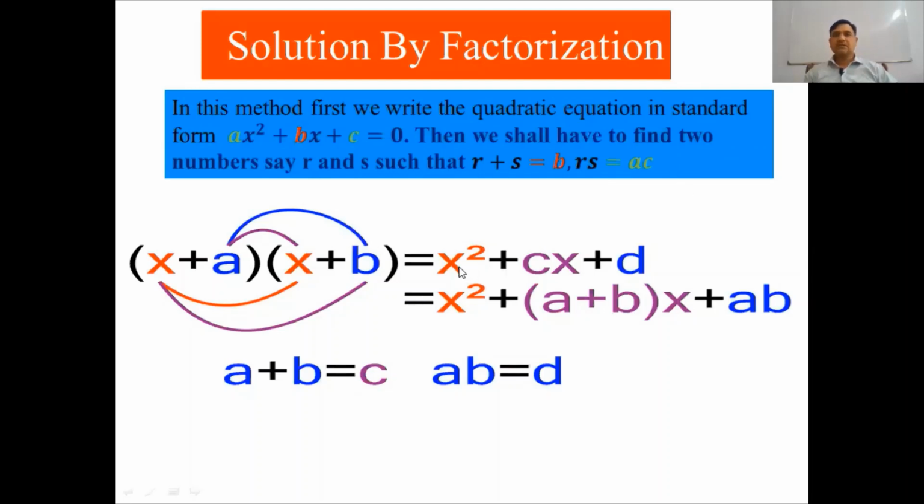For example, this is a polynomial of degree 2. When we multiply the coefficient of x square, which is 1, with the constant term d, we have the product d. So we just have to find two numbers, here a and b, such that when we add these two numbers, we have the term c, and when we multiply these numbers, we have the product d.